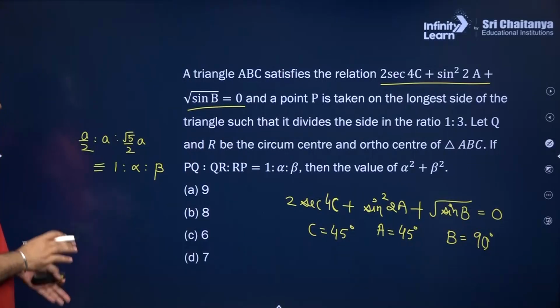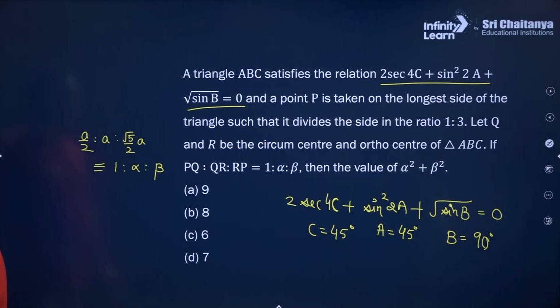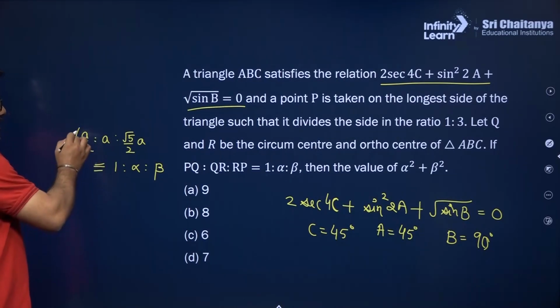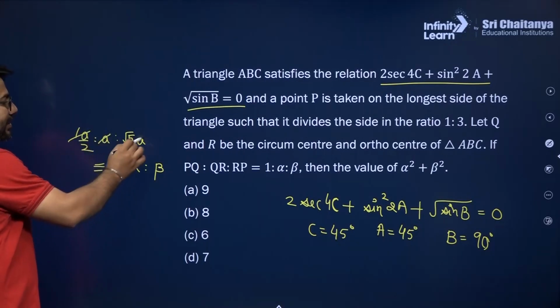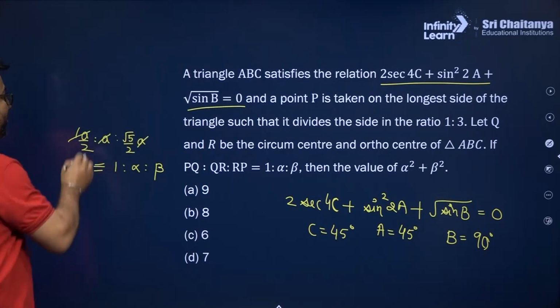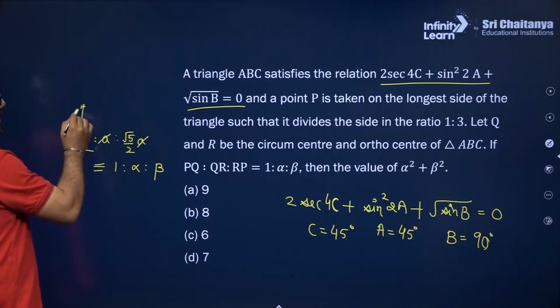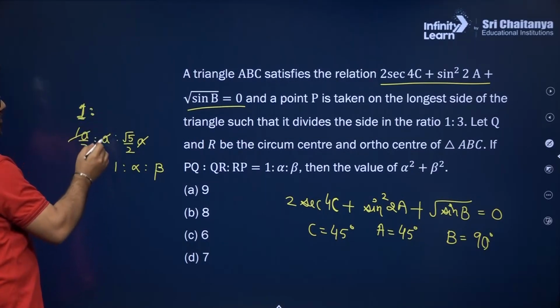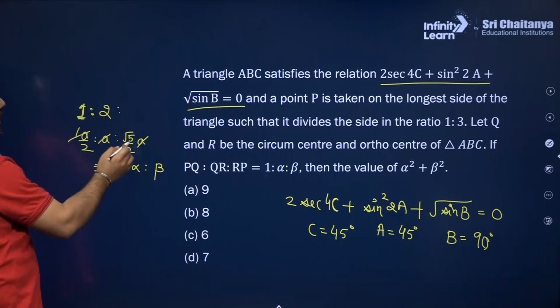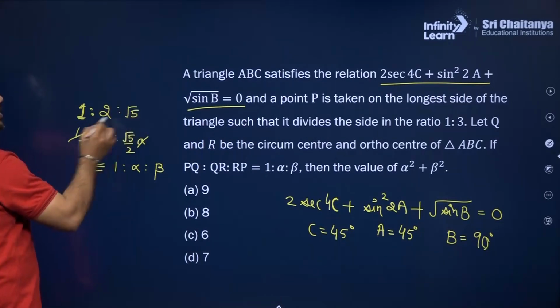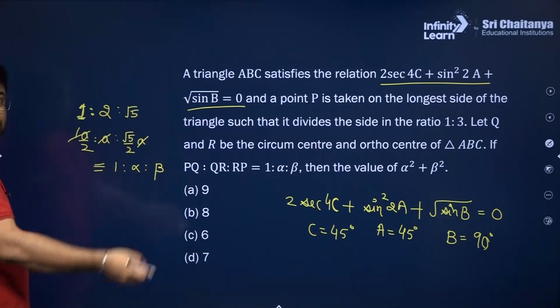Now if I compare and I need to get alpha square plus beta square, how will I be able to get it? Basically, I want to make the first term 1. The very first thing is I am cancelling all this 1 and multiplying by 2. The first one will be converted to 1, this will be converted to 2 and this will be converted to root 5. So 1 is to 2 is to root 5 is 1 is to alpha is to beta.